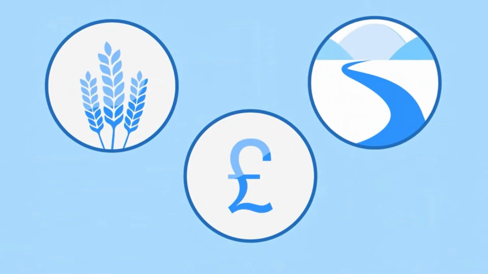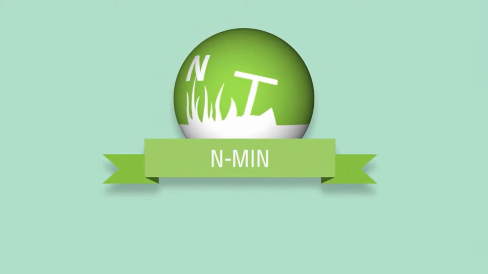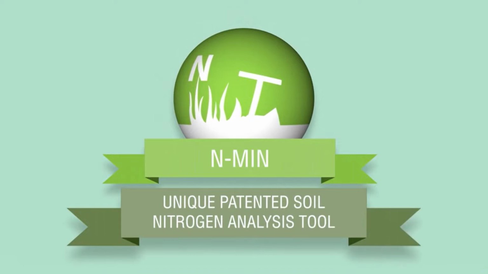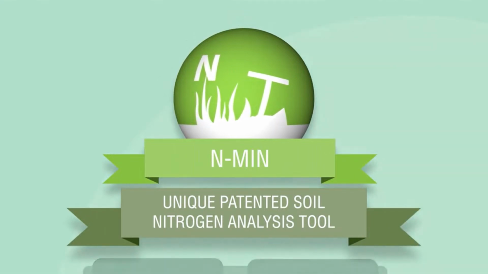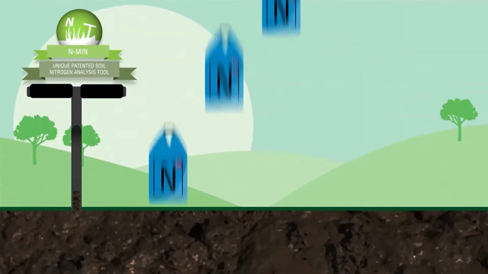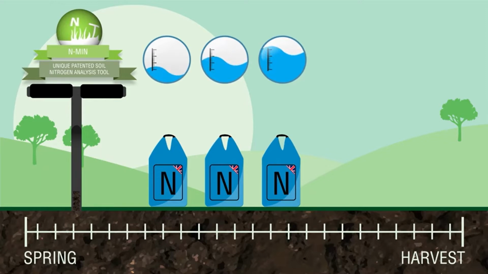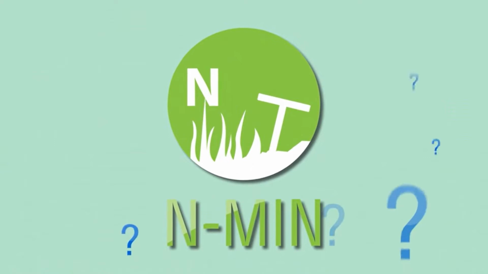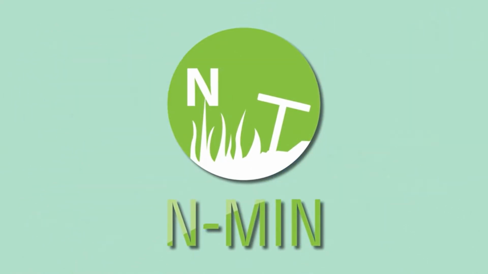The only test that can predict future N availability is CF's N-min service, a unique patented soil nitrogen analysis tool based on 30 years of research and annually reviewed. N-min measures not only the amount of nitrogen currently present in soil, but also the amount of nitrogen that will become available to the crop between spring and harvest, letting you know exactly how much or how little you need to invest for the coming year. This service isn't available anywhere else and takes the guesswork out of soil analysis.